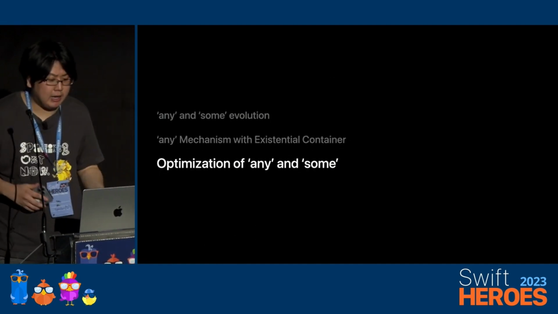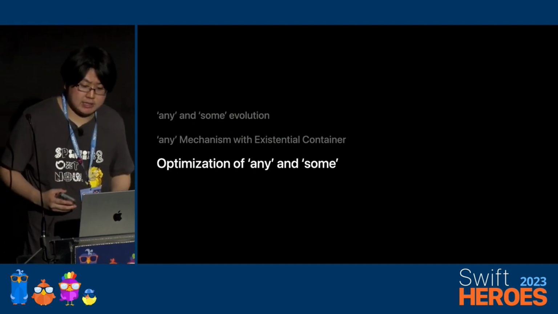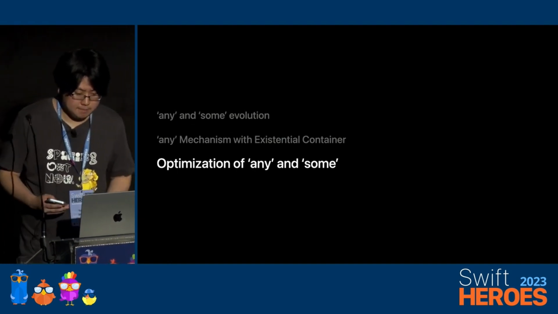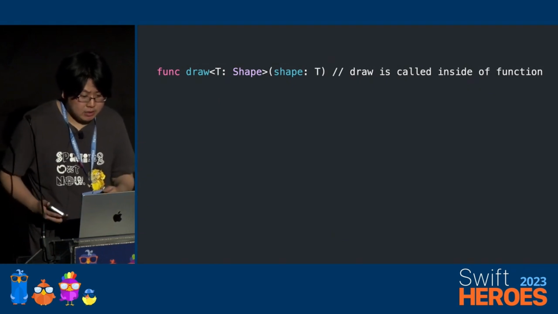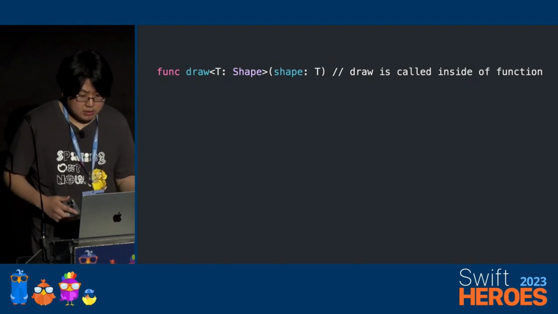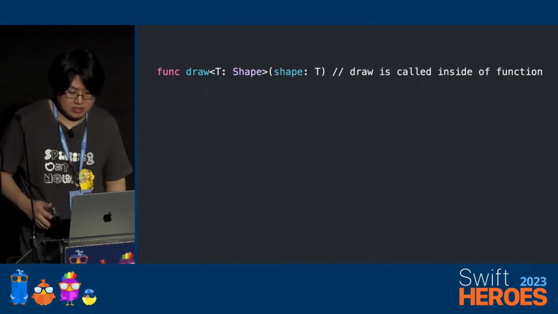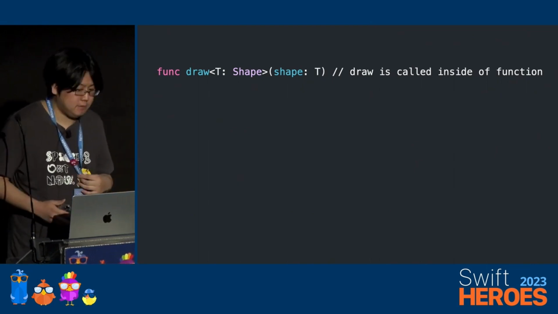Finally, let's explore how the compiler optimizes your Any and some. This is the draw function, and it has an argument abstracted by generics. The draw function of the argument object is called inside of this function.